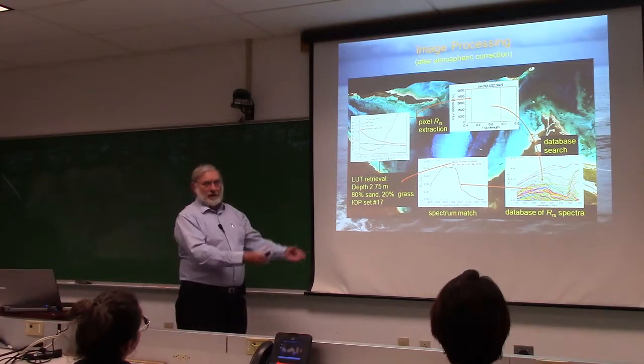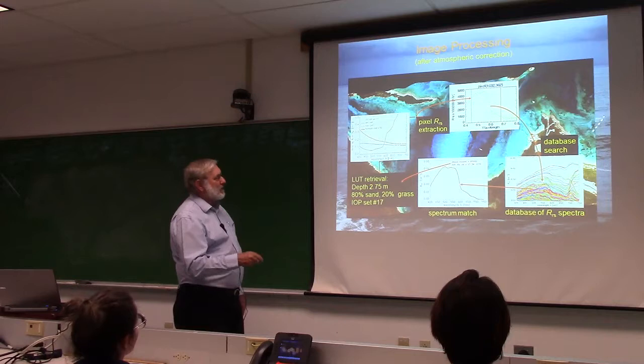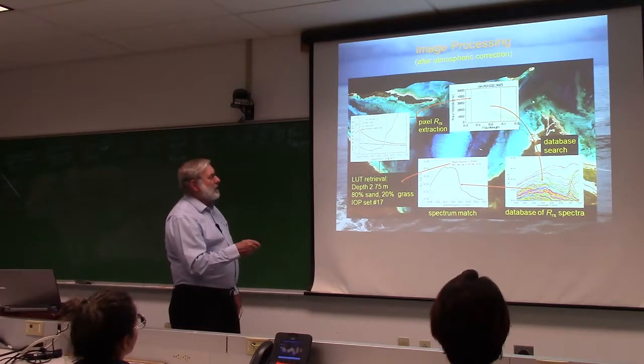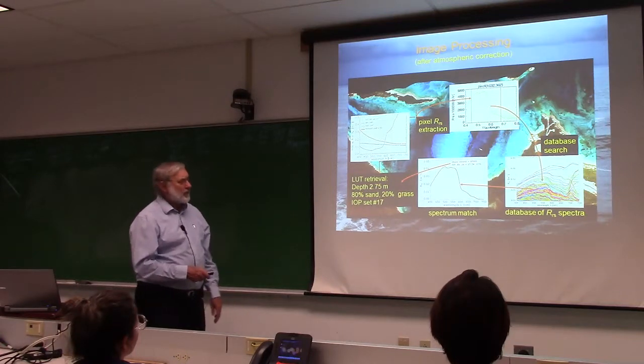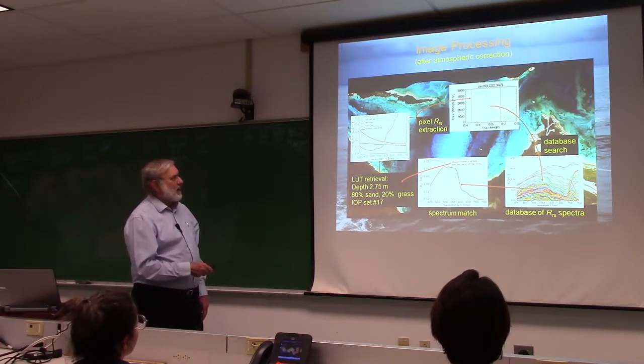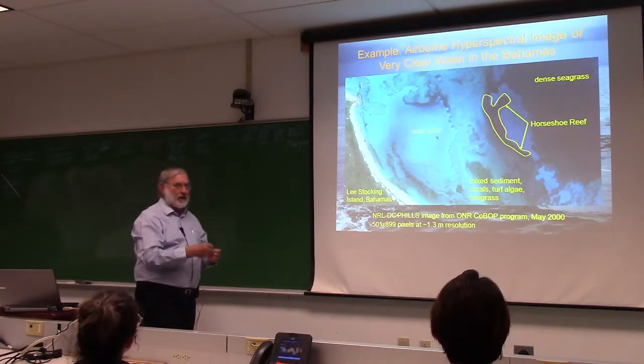And then you go to the next pixel, pull out the spectrum, match it, and away you go. So pixel by pixel. And I'm assuming here that we've already done the atmospheric correction, which is another story. But anyway, you can then go through that process and generate maps of whatever you're interested in.